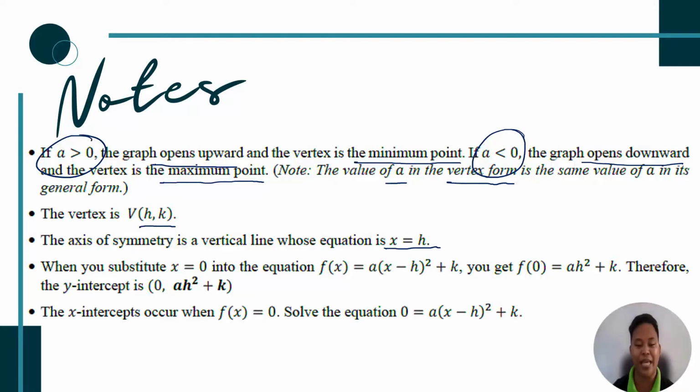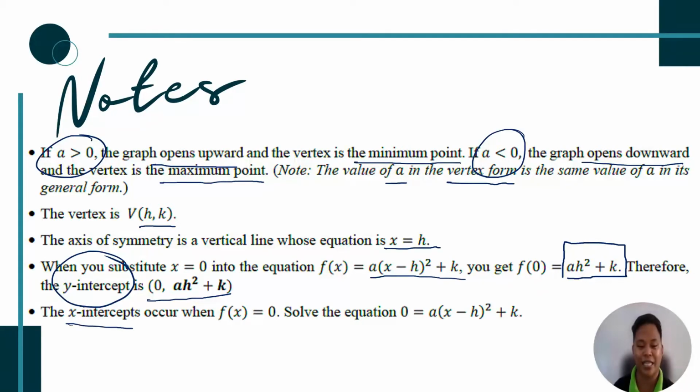When you substitute x is equal to 0 in the equation, f of x is equal to a times the quantity x minus h squared plus k. The value of a h squared plus k represent the y-intercept of the given function. So, naging ganito po siya. 0 and a h squared plus k represent the y-intercept.